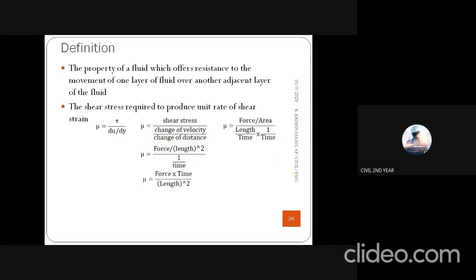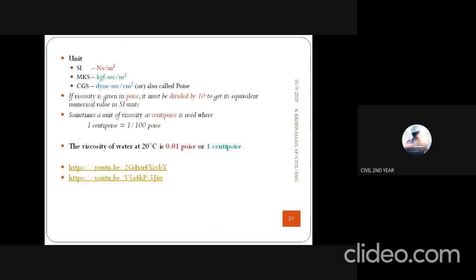So these are the basic definitions for viscosity. It is a property of a fluid which offers resistance to the movement of one layer of fluid over an adjacent layer of the fluid. If one layer is moving from one place to another, and another fluid layer is flowing above it, there is a property which offers resistance between one layer and another. That property we call viscosity. Here the shear stress required to produce unit rate of shear strain gives the formula for viscosity. Note down the SI unit: viscosity is Newton second per meter square.